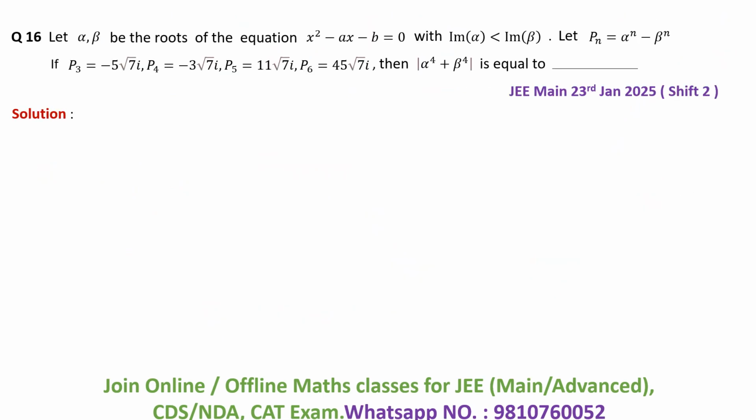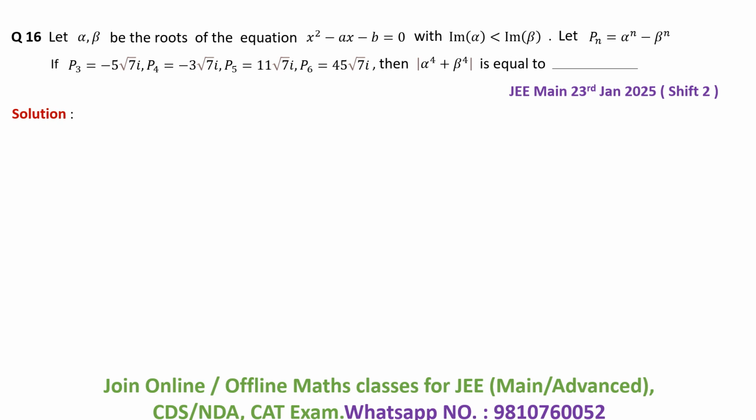Now students, this is really a challenging problem on complex numbers. It says let alpha, beta be the roots of the equation x square minus ax minus b equal to 0 with imaginary part of alpha less than imaginary part of beta. Let Pn equal to alpha power n minus beta power n. If P3 equal to minus 5 root 7 iota, P4 equal to minus 3 root 7 iota, P5 equal to 11 root 7 iota, and P6 is equal to 45 root 7 iota, then we have to find the value of mod of alpha power 4 plus beta power 4.